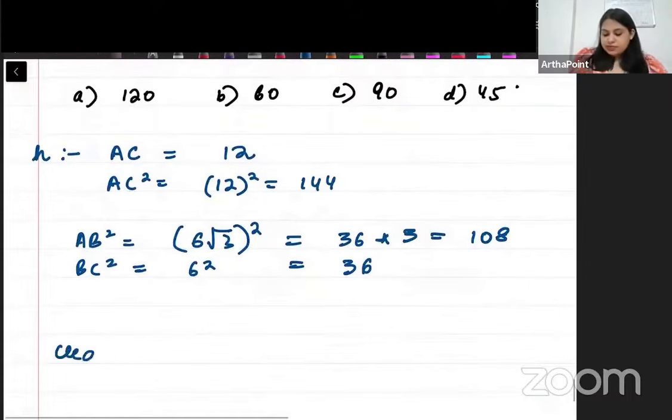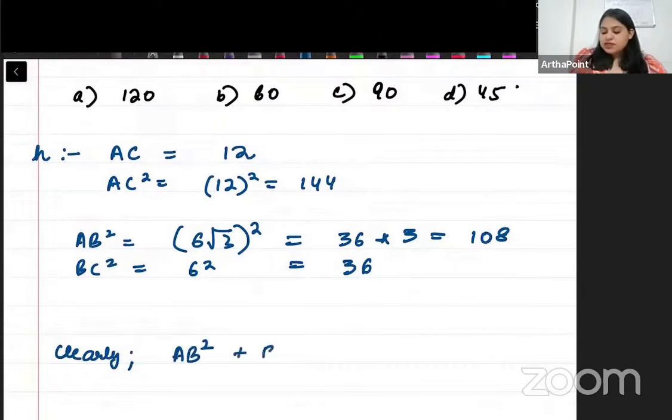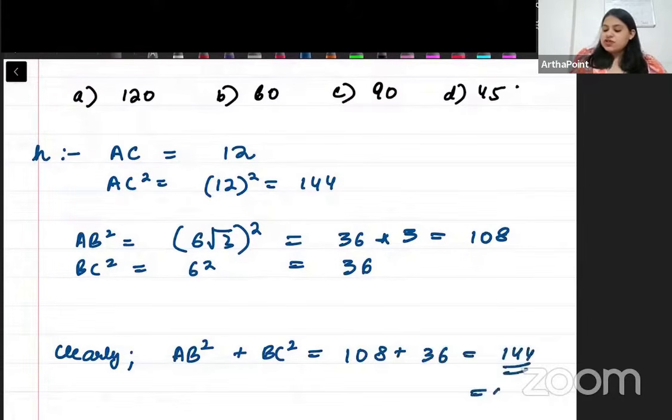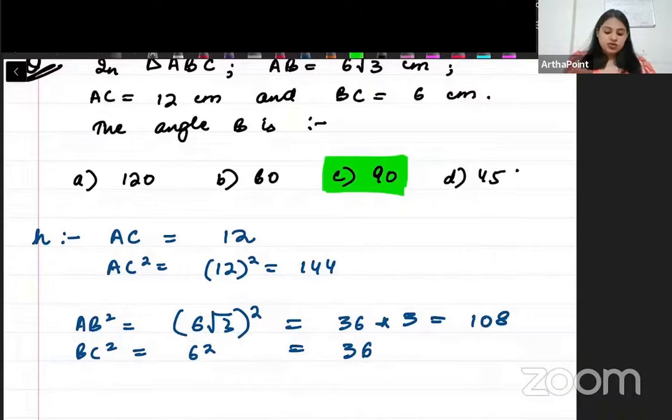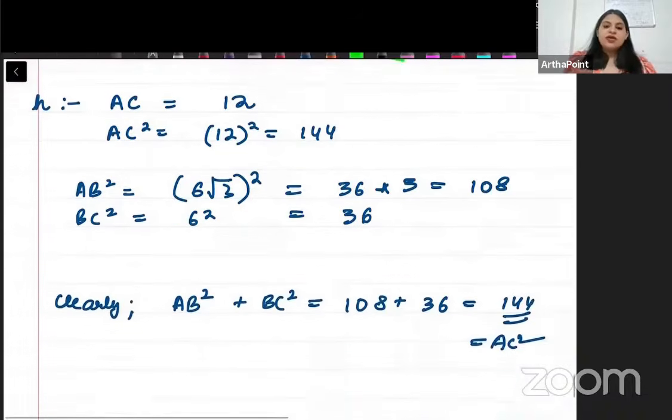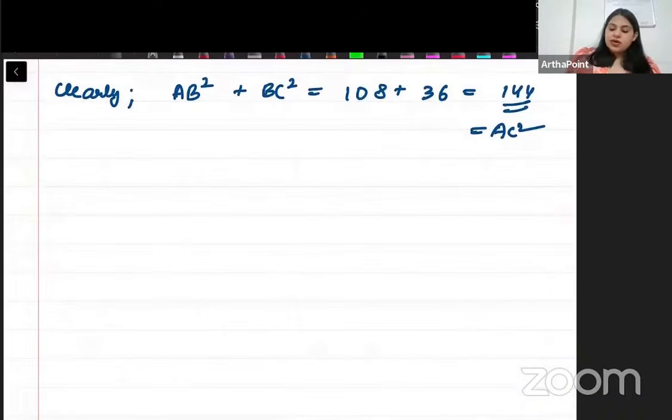Clearly, we can see that AB square plus BC square is 108 plus 36, which is 144, which is AC square. That means that this has to be a right angle triangle. So angle B will be 90 degree. That's the answer to this question, that angle B will be 90 degree. Okay, come to the next question beta.